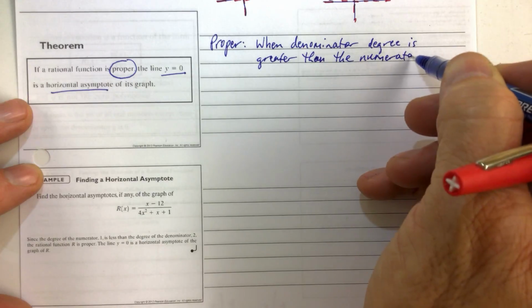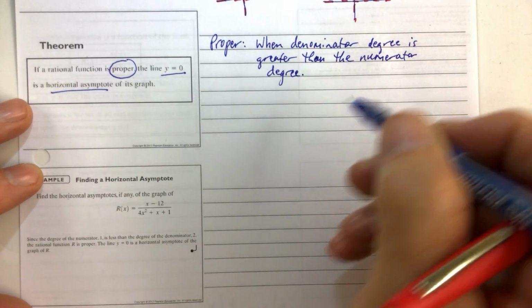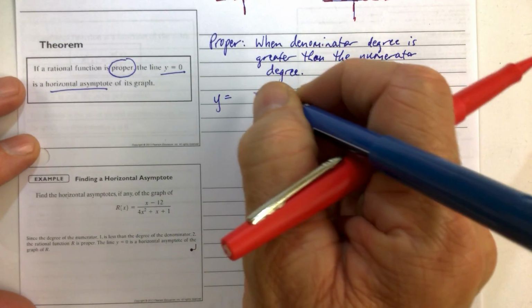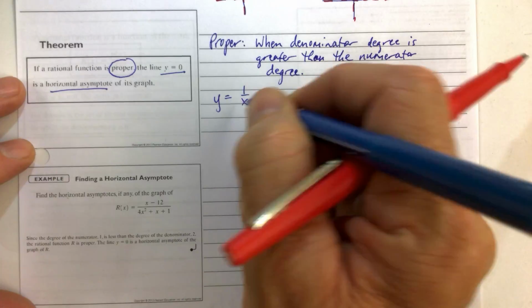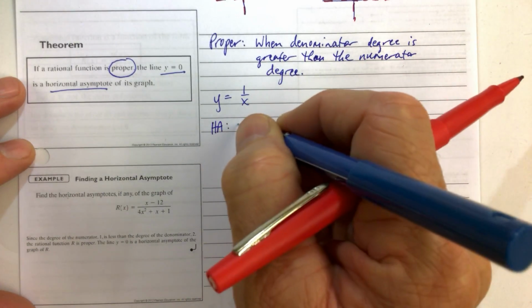Numerator, I'll just say numerator degree. Okay, so that's when, as we say, it's proper. Just an example of a proper rational function would be like 1 over x. So y equals 1 over x, we have the horizontal asymptote would be y equals 0.